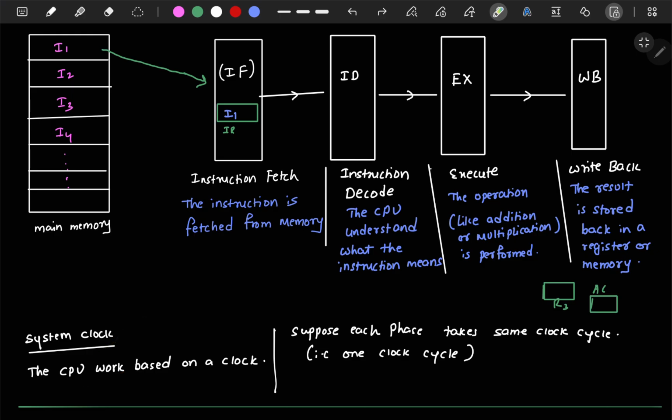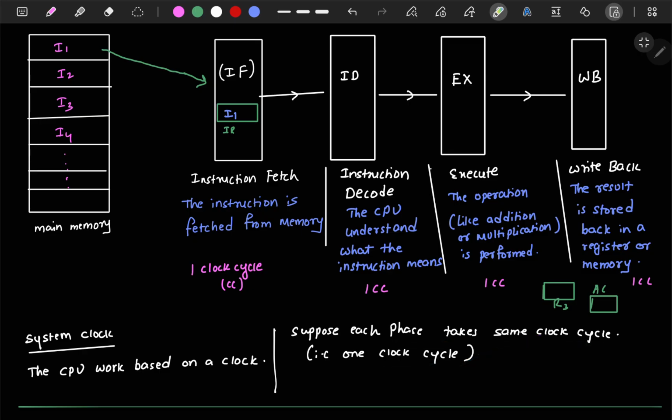Suppose in this example, just to make the concept simple, I'm assuming that each phase will take one clock cycle. This will also take one clock, one cc, like you can consider. This will also take one clock cycle, and this, and this phase as well. So each phase will take the same one clock cycle. I'm just assuming it to make these concepts simple.